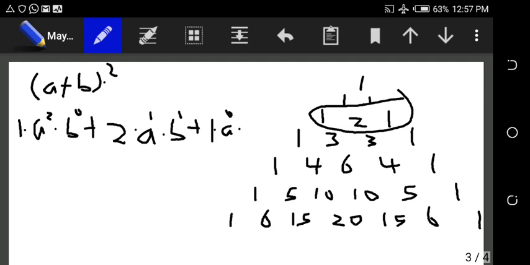Times the b. Now the b is going to increase from 0 to 1. The next value of b is going to be 2. So having done this, what I will need to do is to simplify out. Okay, so let's simplify out.